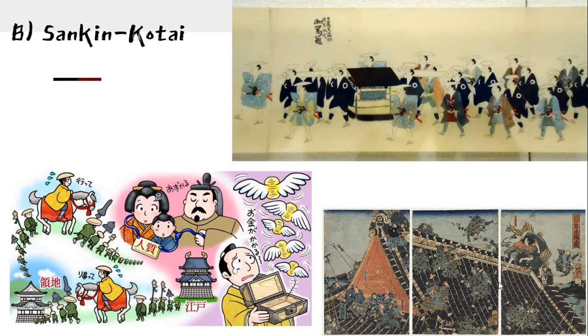Tokugawa also created a system of loyalty called sankin kotai. The sankin kotai, or alternate attendance system, demanded that all daimyo maintain two residences. They would have to have a residence in their domain, of course, to rule effectively there, but they would also have to have a residence in Edo, the center of Tokugawa's city and the capital of his bakufu, his government. This helped control the daimyo in two different ways.